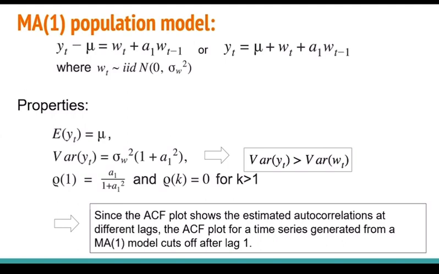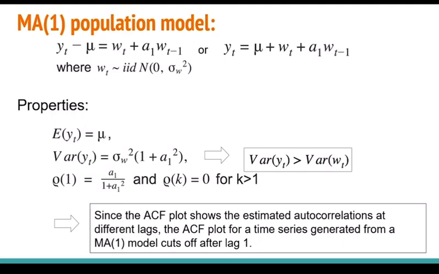Now, when you're talking about the moving average model, the ACF plot will show that a time series generated from an MA(1) model cuts off after lag 1. Remember, what normally cuts off after lag 1 is the PACF, when using a PACF for an autoregressive model of order 1. But what cuts off after lag 1 in the moving average model is actually the ACF plot and not the PACF plot.